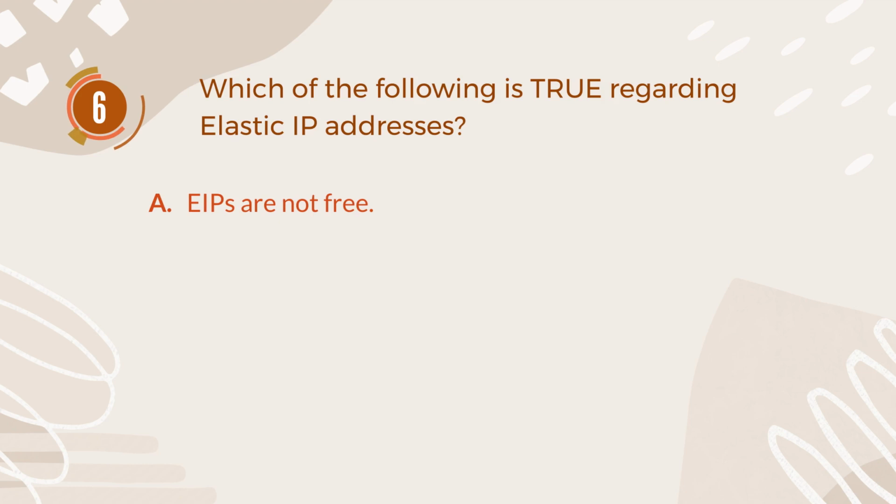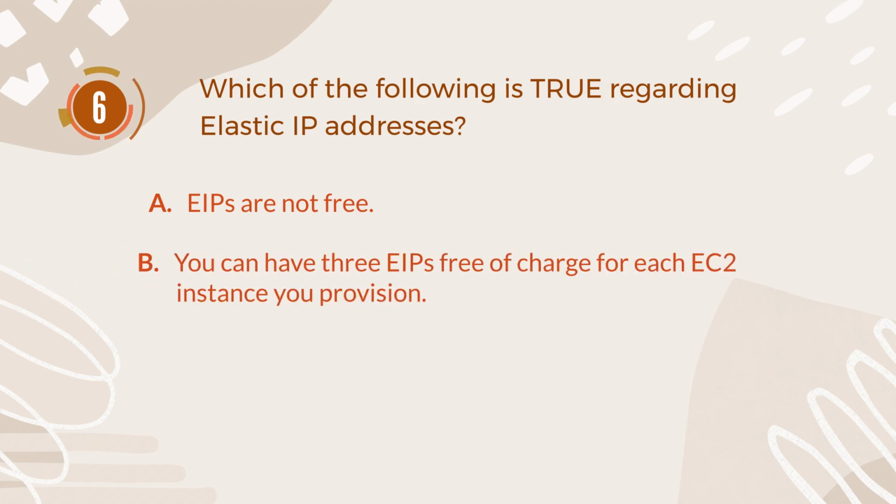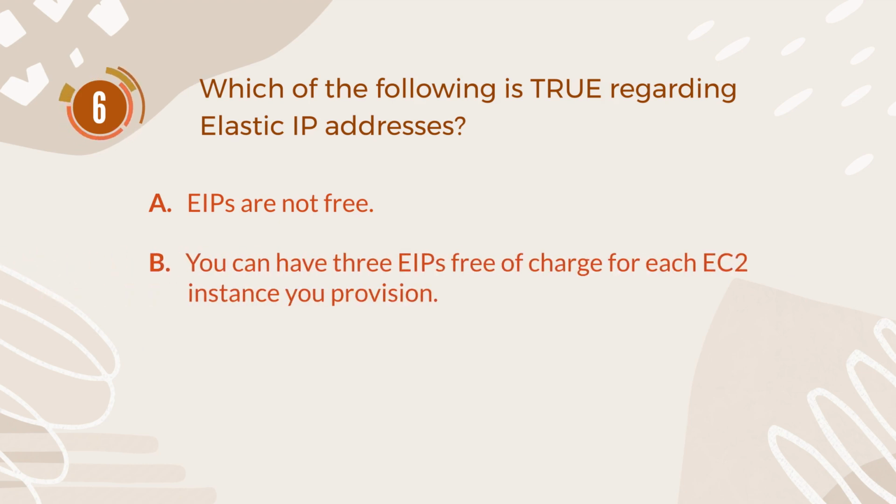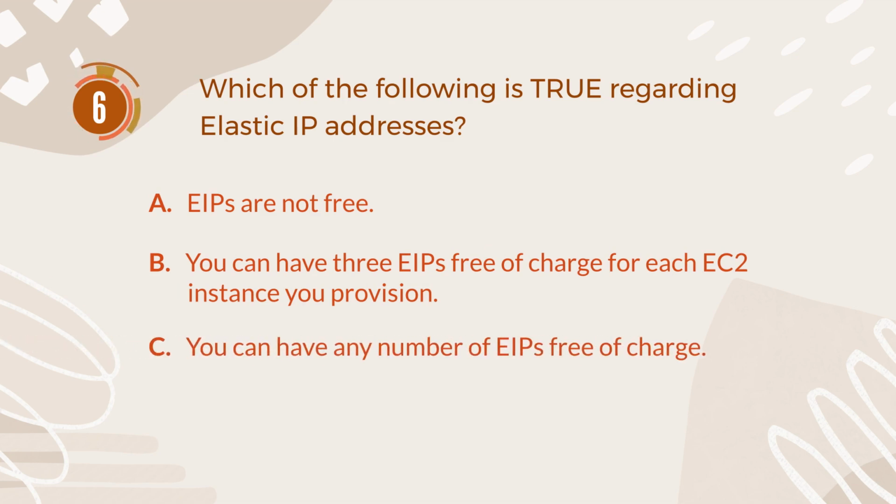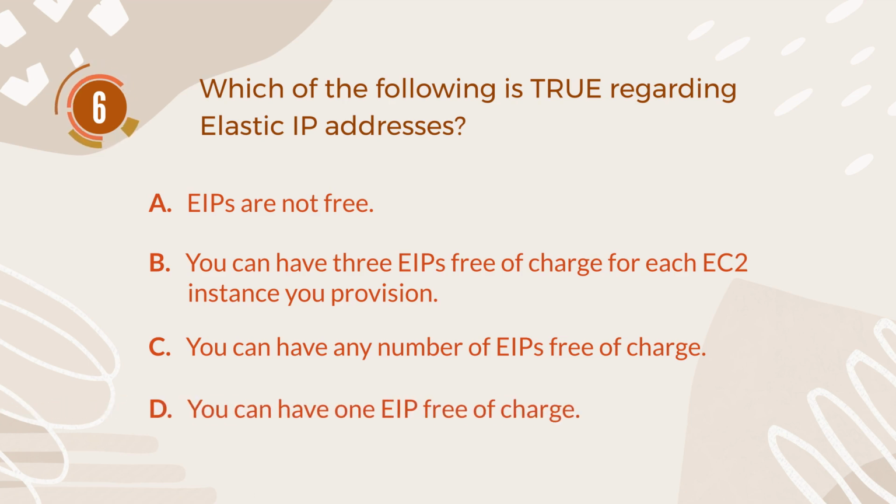Number 6. Which of the following is true regarding Elastic IP addresses? A. EIPs are not free. B. You can have 3 EIPs free of charge for each EC2 instance you provision. C. You can have any number of EIPs free of charge. D. You can have 1 EIP free of charge. The correct answer is D. You can have 1 EIP free of charge.